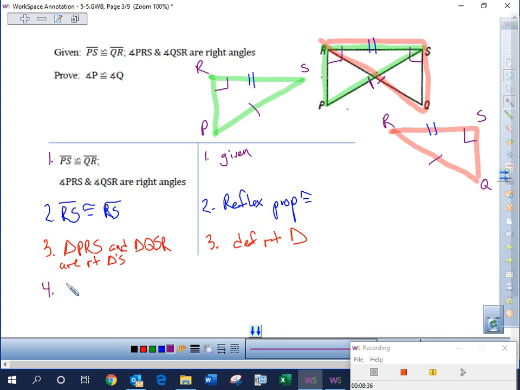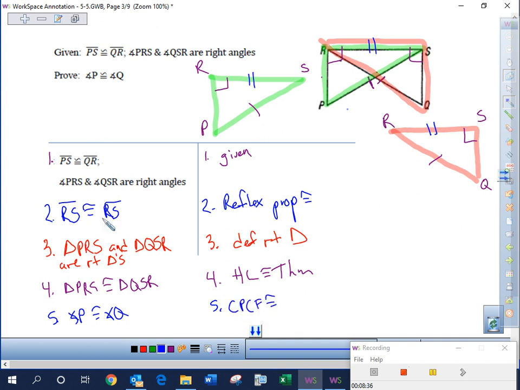So I can prove the two triangles congruent. Triangle PRS is congruent to triangle QSR by hypotenuse leg congruence theorem. And that will allow me to get what I want here, angle P congruent to angle Q. So that's nice. And those are corresponding parts of congruent triangles, so they are congruent.